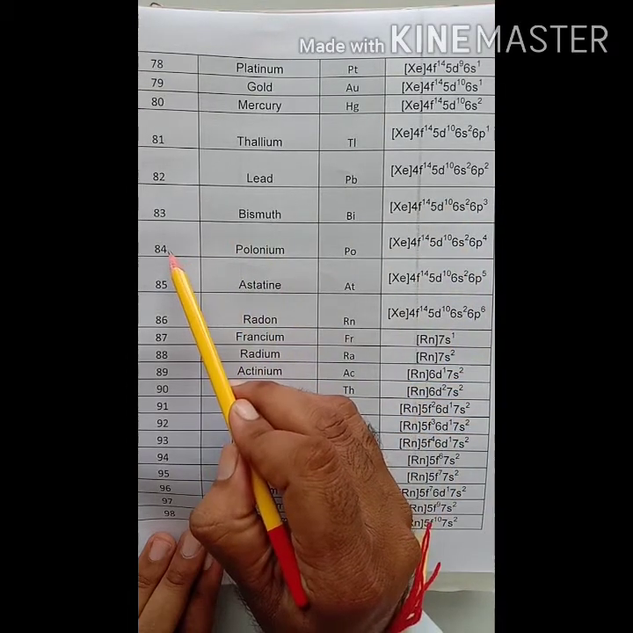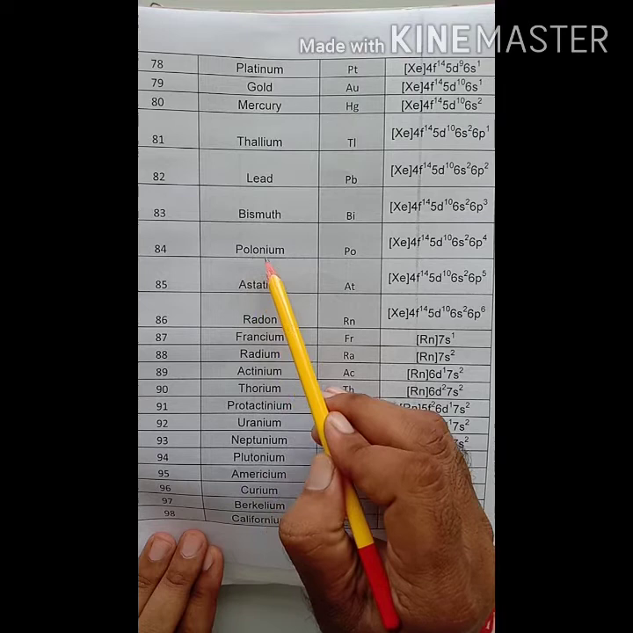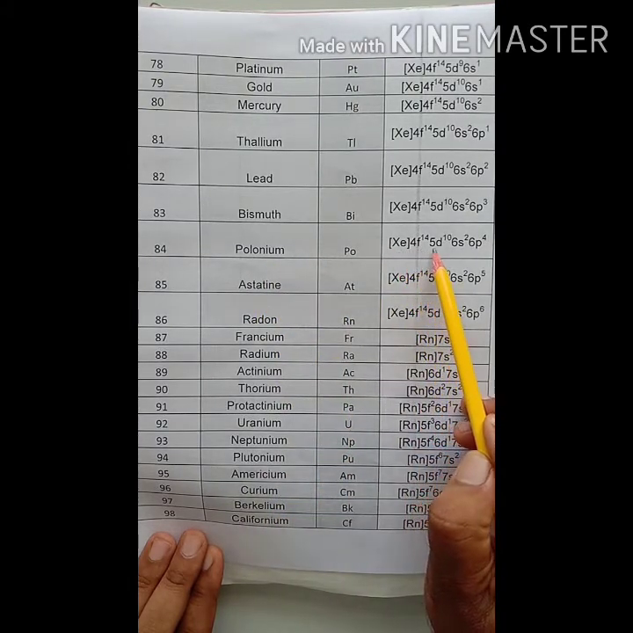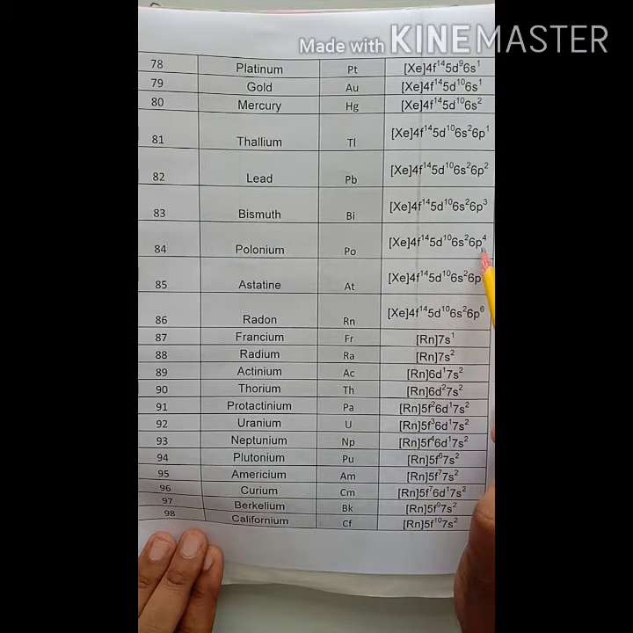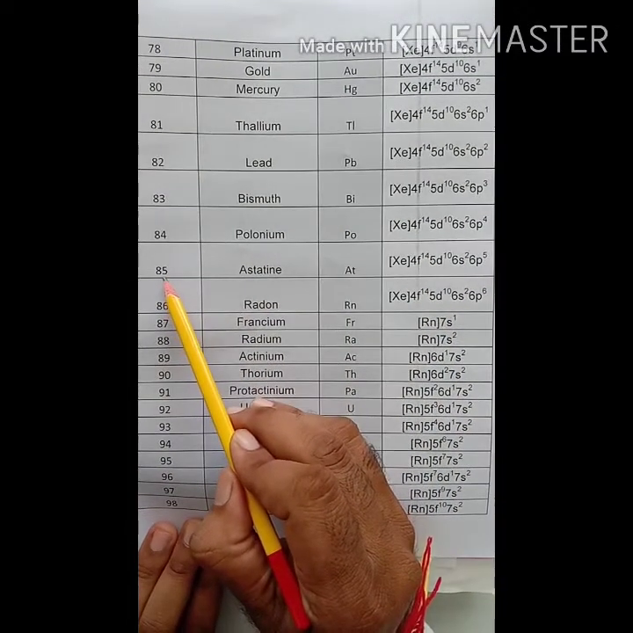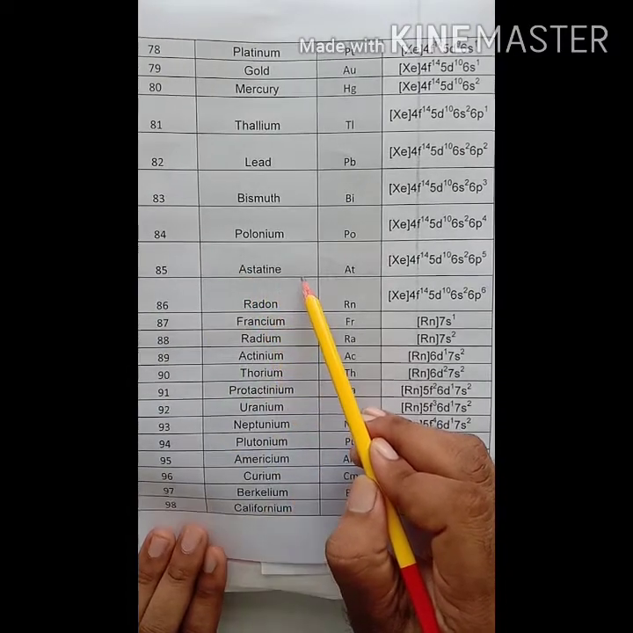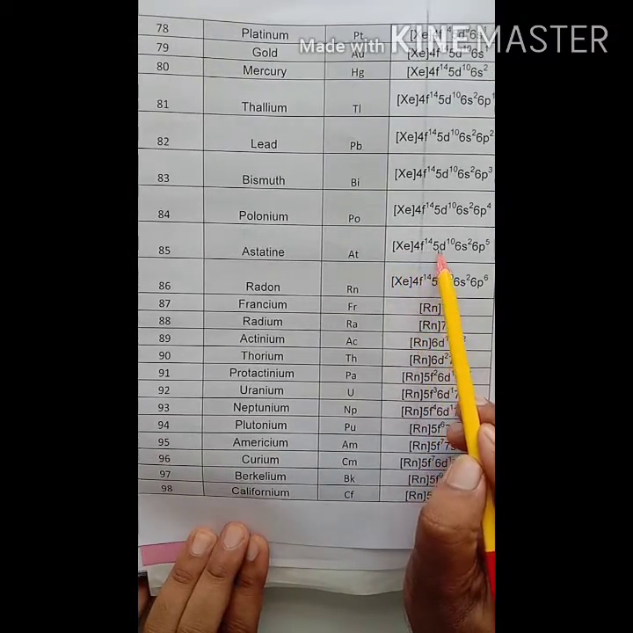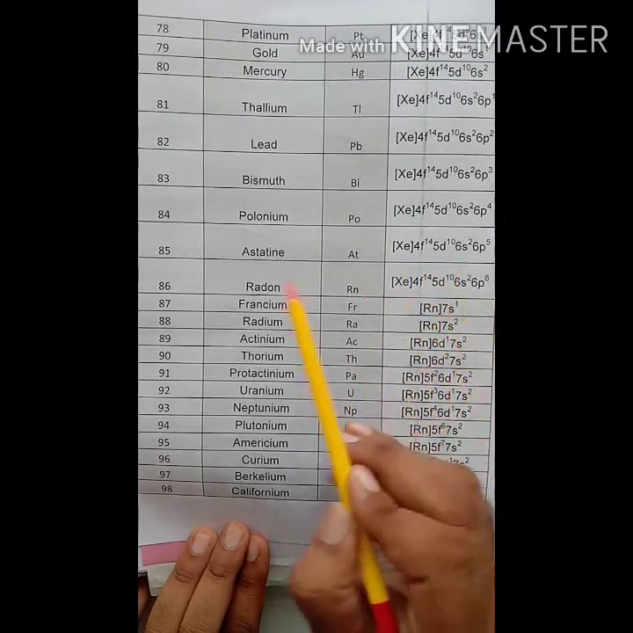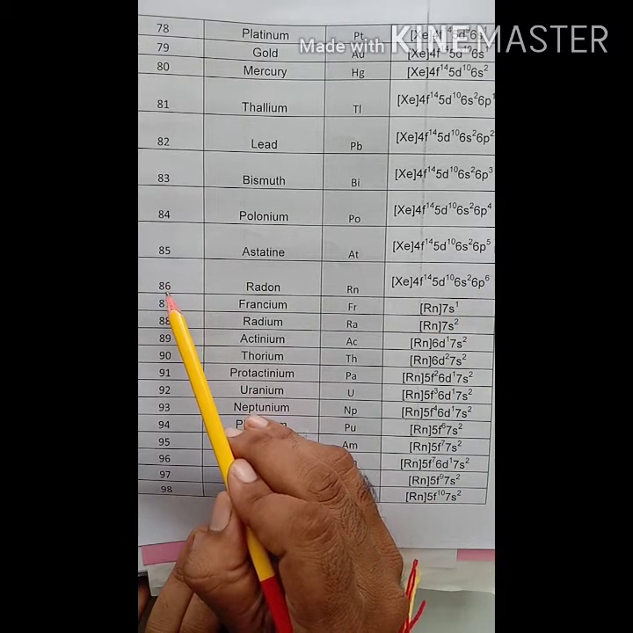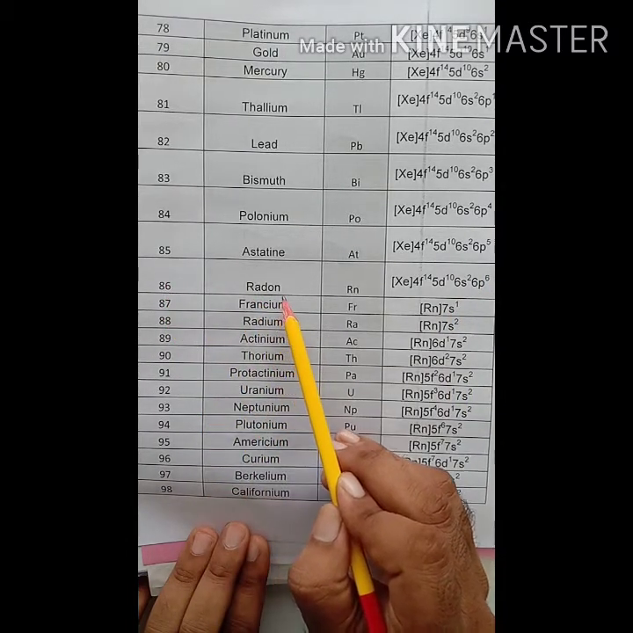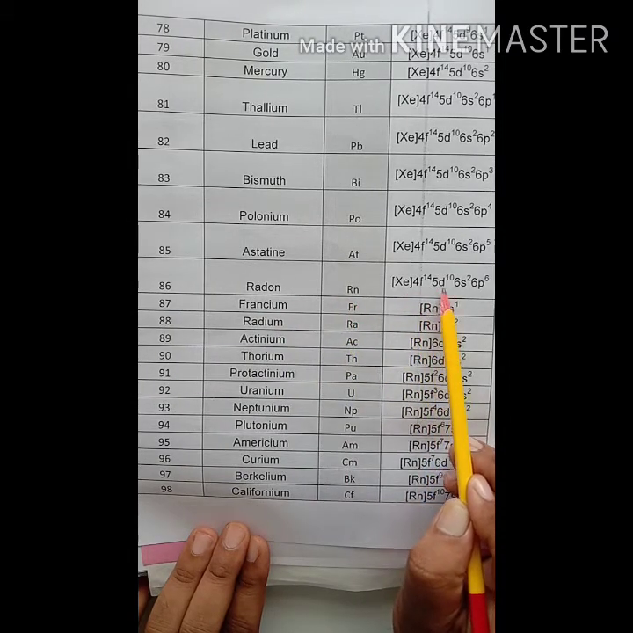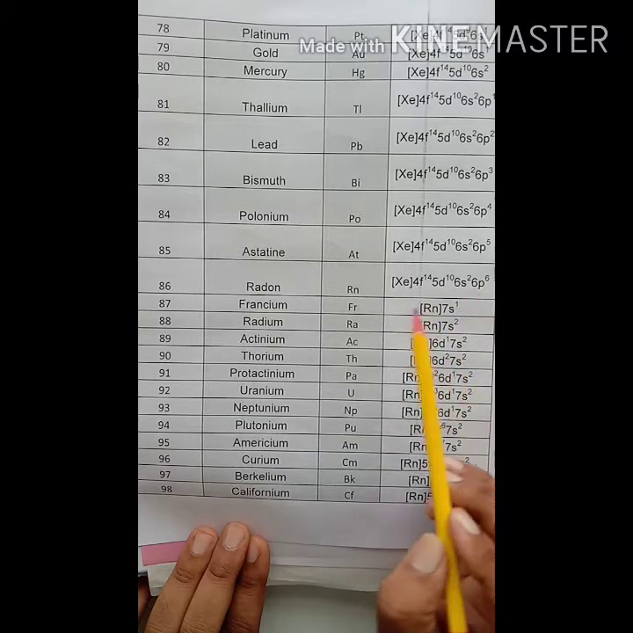The next atomic number is 84. The name of element is polonium, symbol is Po. Electronic configuration is Xe, 4f14, 5d10, 6s2, 6p4. The next atomic number is 85. Name of element is astatine, symbol is At. Electronic configuration is Xe, 4f14, 5d10, 6s2, 6p5. The next atomic number is 86. Name of element is radon, symbol is Rn. Electronic configuration is Xe, 4f14, 5d10, 6s2, 6p6.